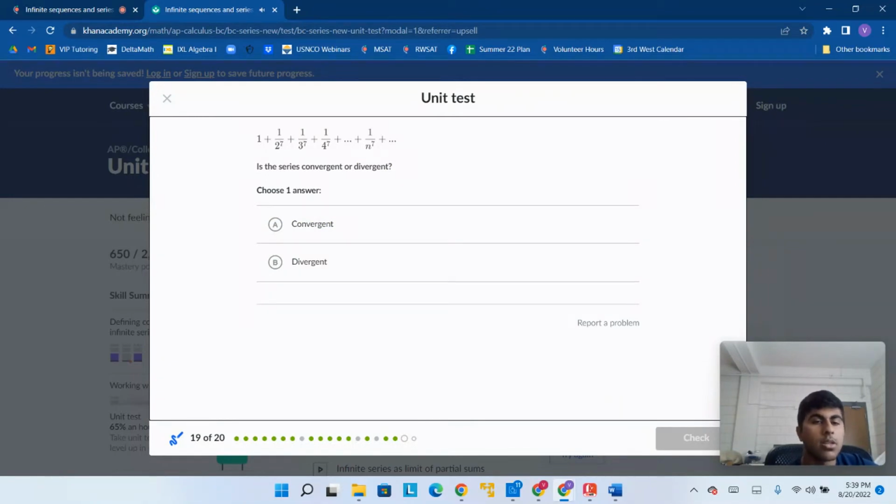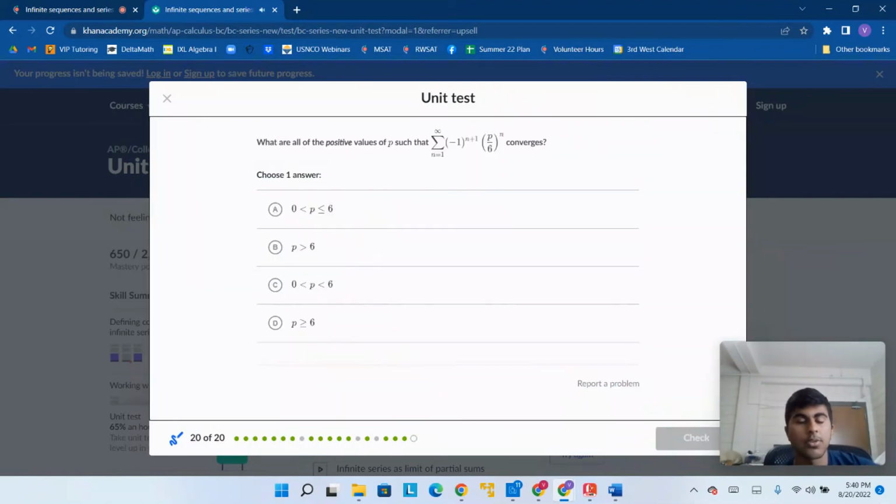1 plus 1 over 2 to the 7 plus 1 over 3 to the 7, and on and on. Is the series convergent or divergent? This is our p series, 1 over n to the p, where p is a number. p is 7 in this scenario. Remember that if p is bigger than 1, it's going to converge. p is 7. This is our p series, it converges. And we can keep going to the next question.